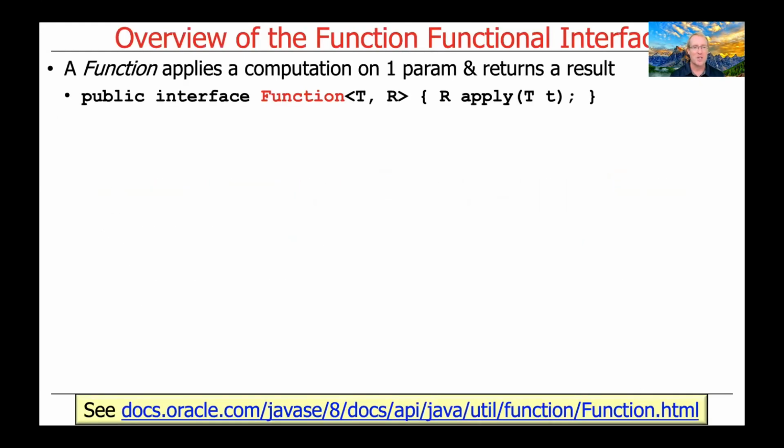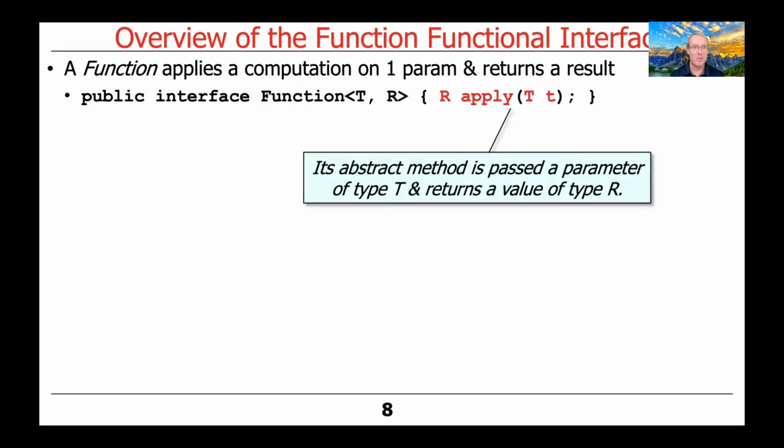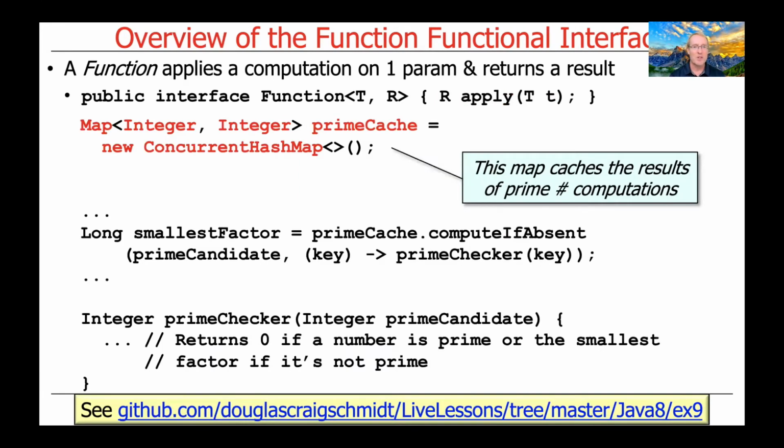A function is essentially a way to apply a computation on one parameter and return a result. As you can see here, the Java Function functional interface takes two type parameters, T and R. T is what's actually passed as the parameter to the apply abstract method, and R is the return value that comes back from the apply abstract method. We're going to demonstrate the use of the Function functional interface in the context of an example you can find in the EX9 folder in my GitHub repository.